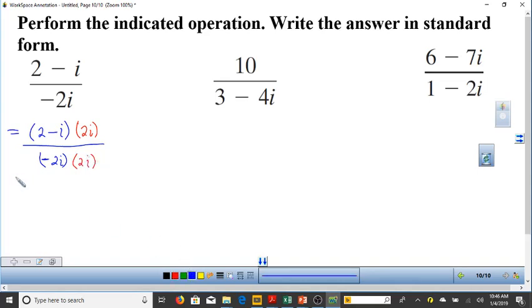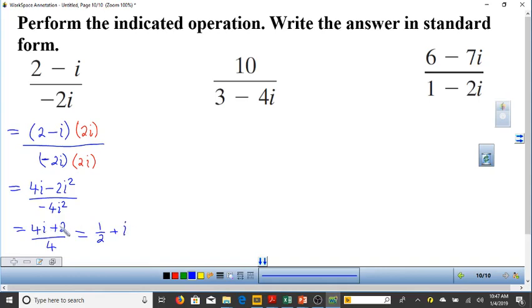Now, when I multiply the numerator, I have to distribute, so I get 2 times 2i is 4i. Negative i times 2i is negative 2i squared. The denominator is negative 2 times i times positive 2i, which is negative 4i squared. So let's do a little simplifying here. We end up with 4i plus 2, because i squared is negative 1. And then negative 4 times negative 1 is positive 4. Simplifying then, we get 1 over 2 plus 4i over 4, which is just i.